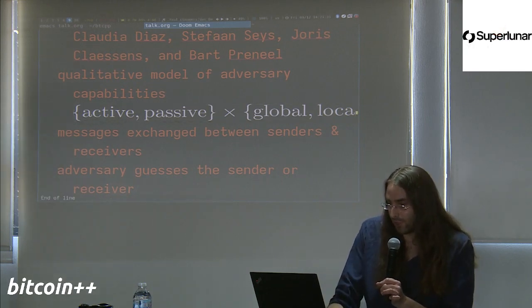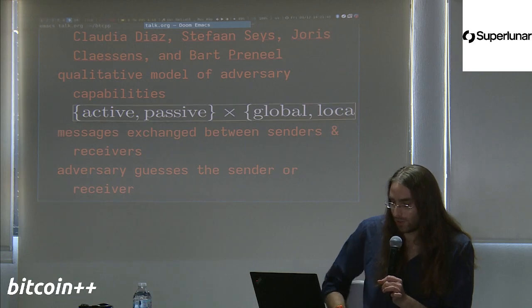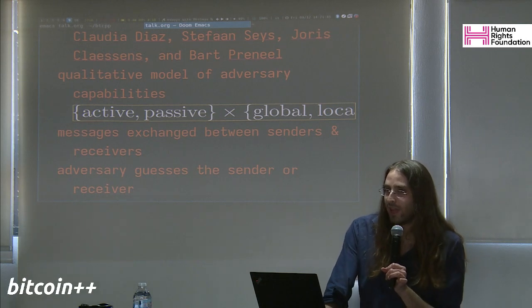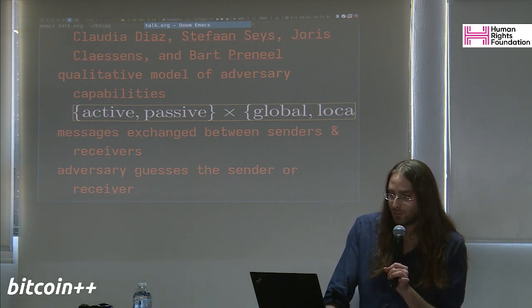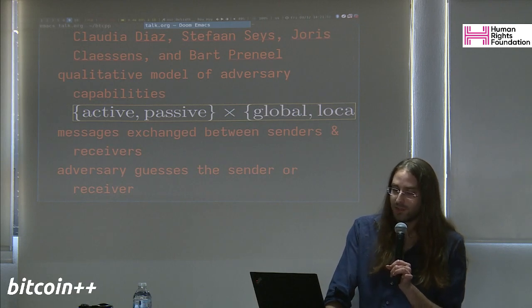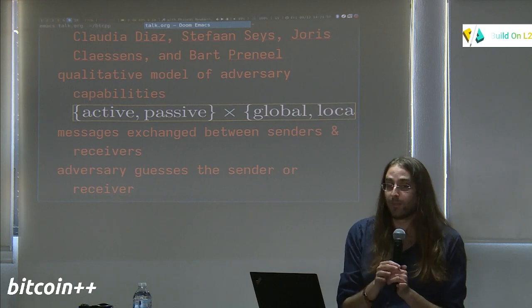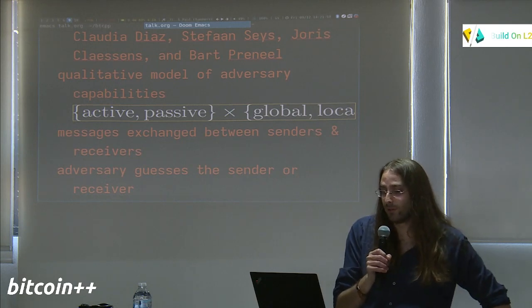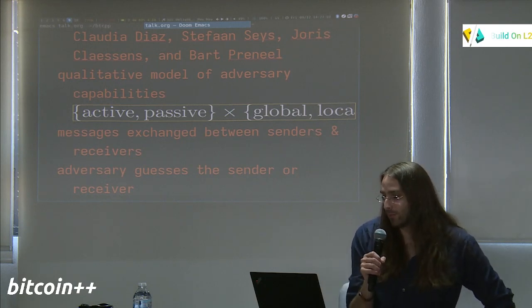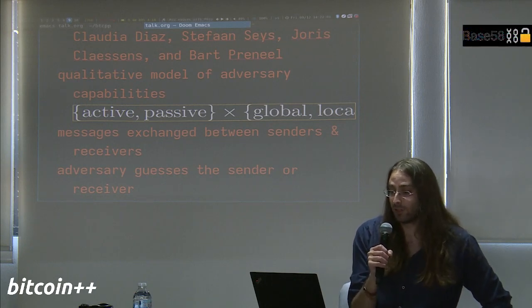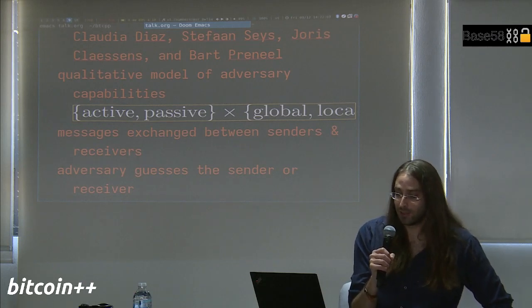This is what's truncated on the screen here, but there's three dimensions that the adversary can be described in terms of. Active versus passive. So is the attacker only listening? So for example, the Snowden revelations demonstrated that the NSA has active capabilities with packet injection. That's a very different threat model than just passively collecting data.